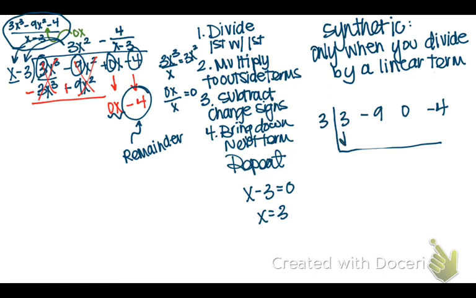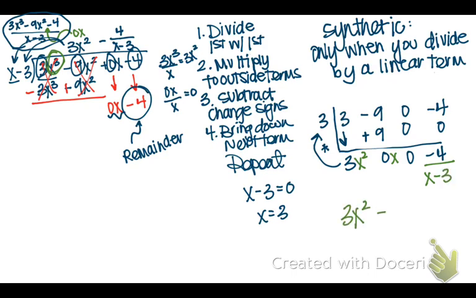The first step is to bring down that first term, and then you multiply, and then you add, which you'd get 0. 0 times 3, multiply again, use 0, add 0. 0 times 3 is 0, negative 4. And then to figure out what these terms are, since this was a cubed, this is going to be 1 less, so this is x squared. This would be x. This is our constant, and this is our remainder. So we get the same answer of 3x squared minus 4 over x minus 3.